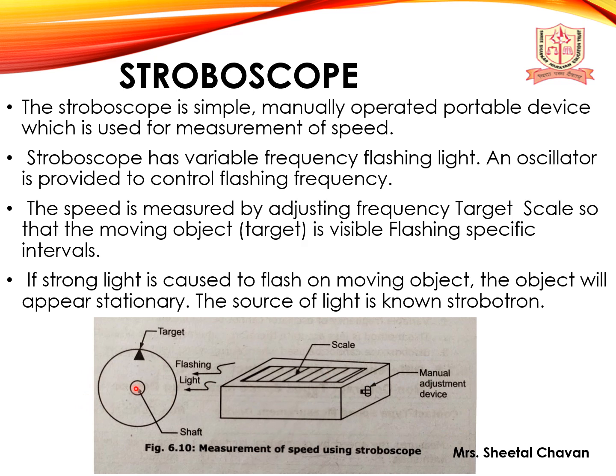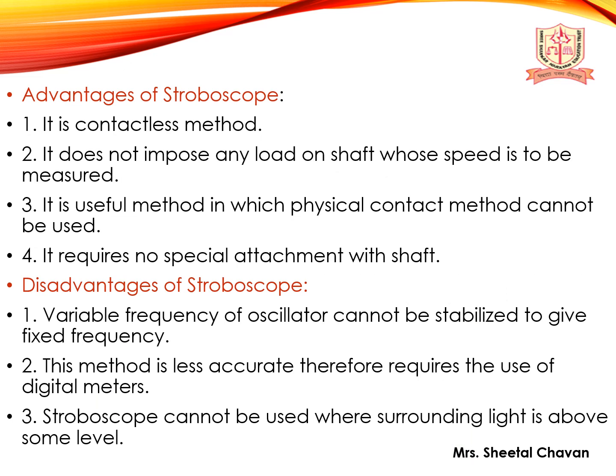So this is the diagram. Suppose this is one object. On that object we should make one mark, which is the target, and we have to concentrate on that particular point or target and adjust the light. Now these are the continuous moving flashing lights. This is the scale over here, this is the manually adjustable device, and here is the shaft. So this is all about the stroboscope.